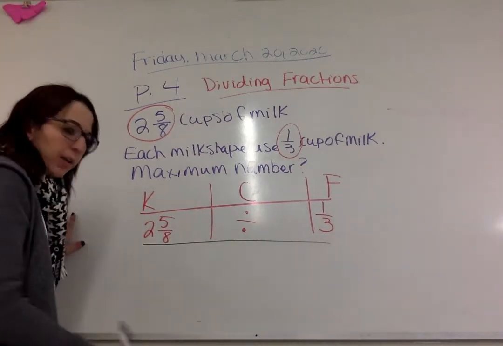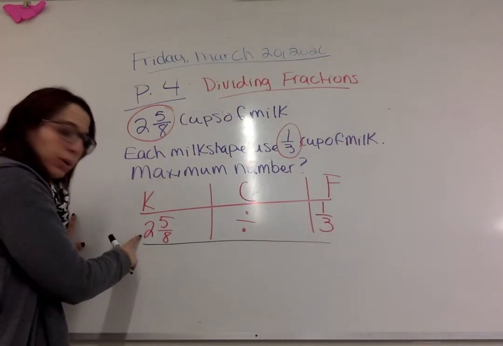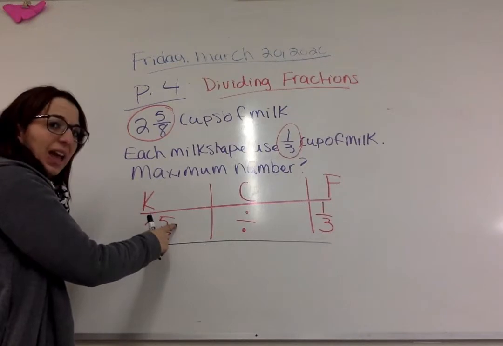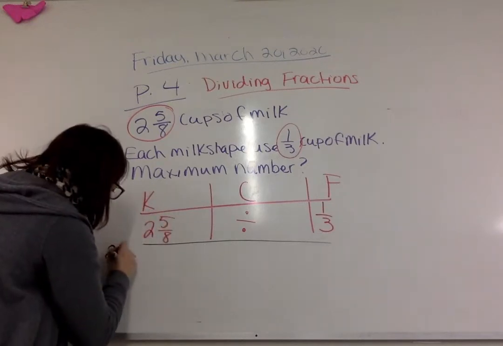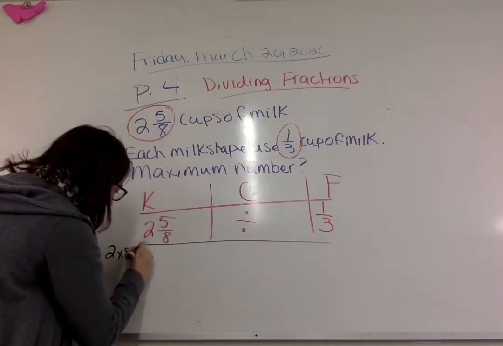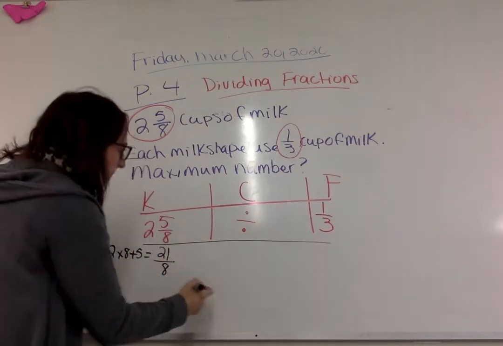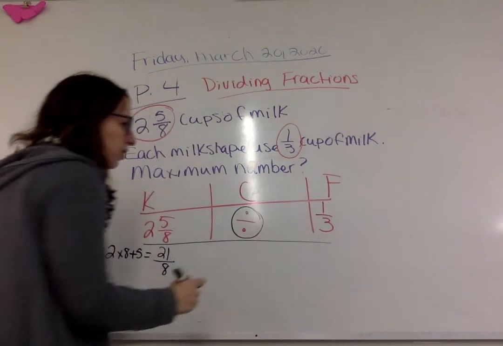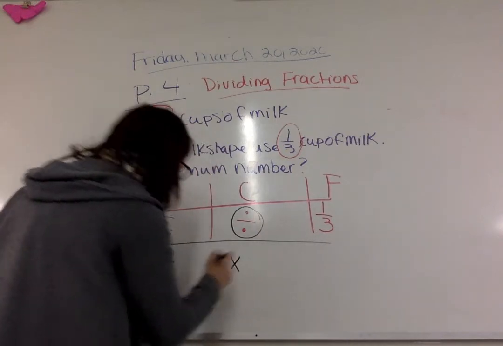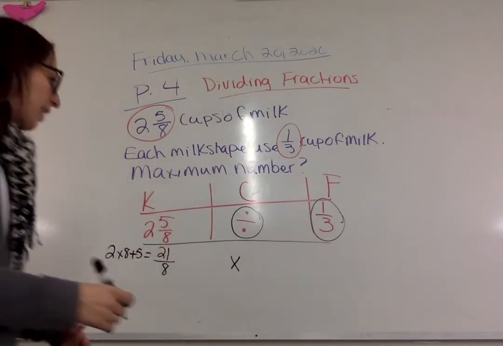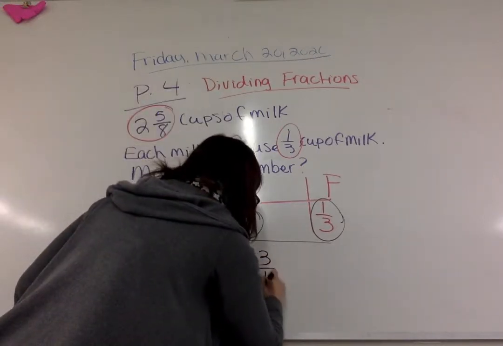So I'm going to use math. I'm going to multiply the 2, which is the whole number, by 8, the denominator, which gives me 16. And then I'm going to add 5. So this looks like 2 times 8 plus 5, which is equal to 21, and I keep the denominator of 8. I'm now going to change the division sign to a multiplication sign, and I'm now going to do the reciprocal, or flip the fraction of 1/3 to 3/1.